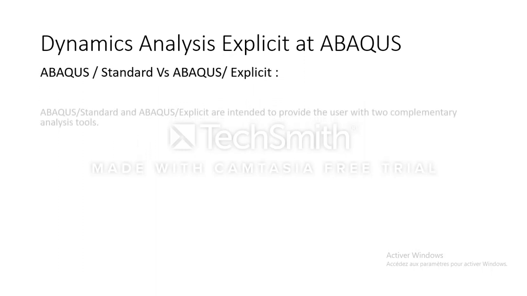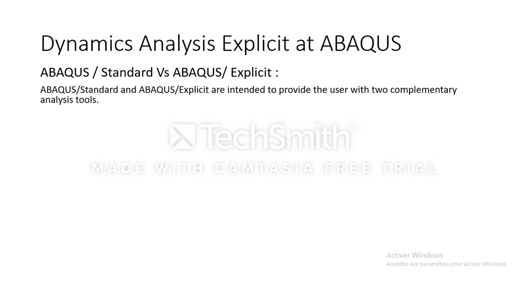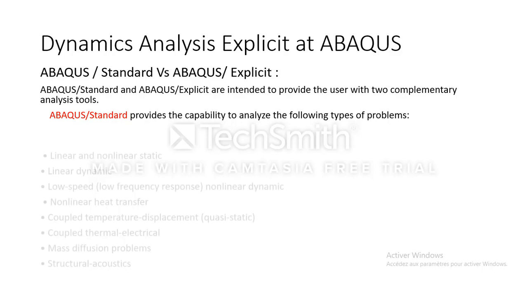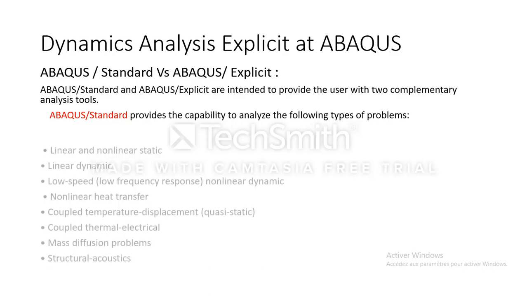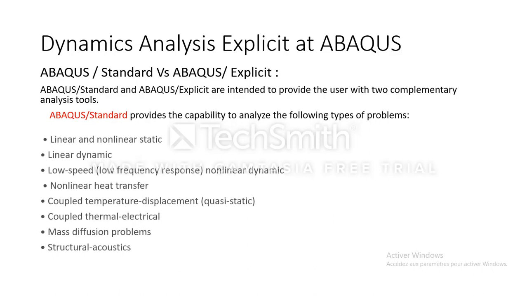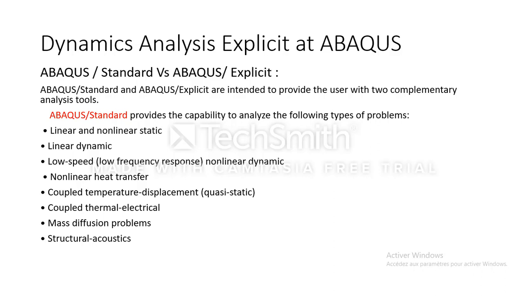ABAQUS Standard and ABAQUS Explicit are two complementary analysis tools. ABAQUS Standard provides the capability to analyze the following types of problems: linear and nonlinear static, linear dynamic, low speed, low frequency response, nonlinear dynamic, nonlinear heat transfer, coupled temperature displacement, quasi-static, coupled thermal electrical, mass diffusion problems, and structural acoustics.